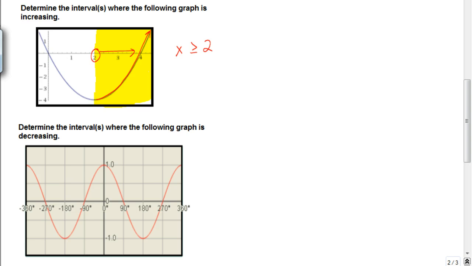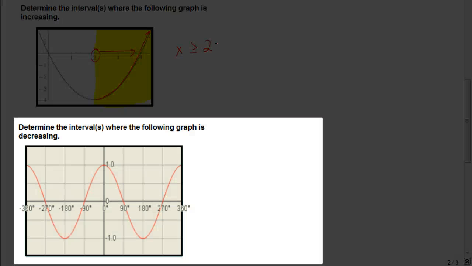Pretty easy. Let's look at one. This is what we call a sine wave. And you can see here it's going up and down, up and down. And along our x-axis, this time we're dealing with our x-axis being in degrees. So this would be something that we would look at in trigonometry. And this one's asking us, where is this graph decreasing?